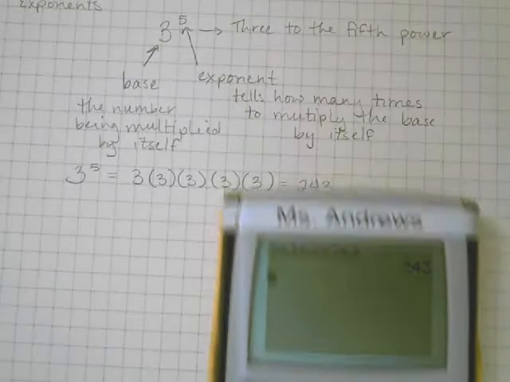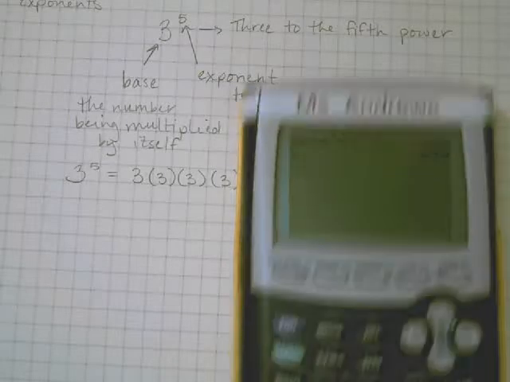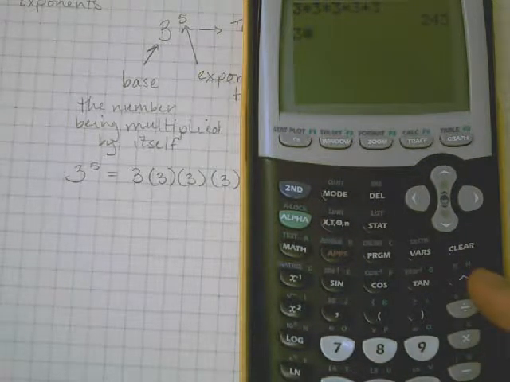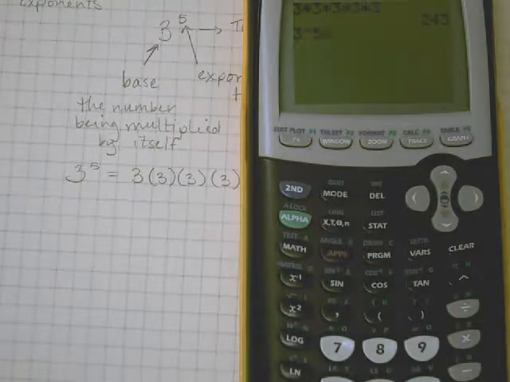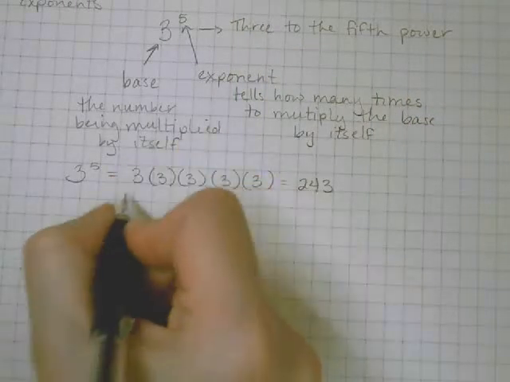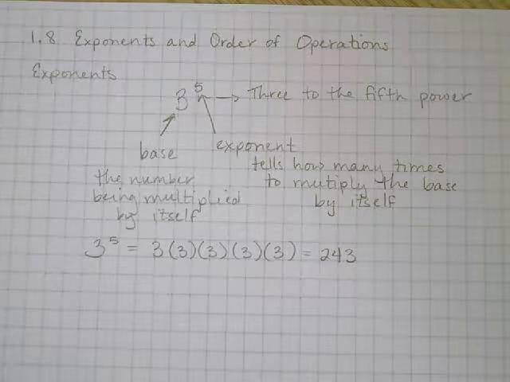Or, on the calculator, we do 3, and then this key above the division key, this little up arrow, which is called a caret, 3 to the 5th power, gives us 243 as well. So, that's what an exponent does. It tells us how many times to multiply the base by itself.